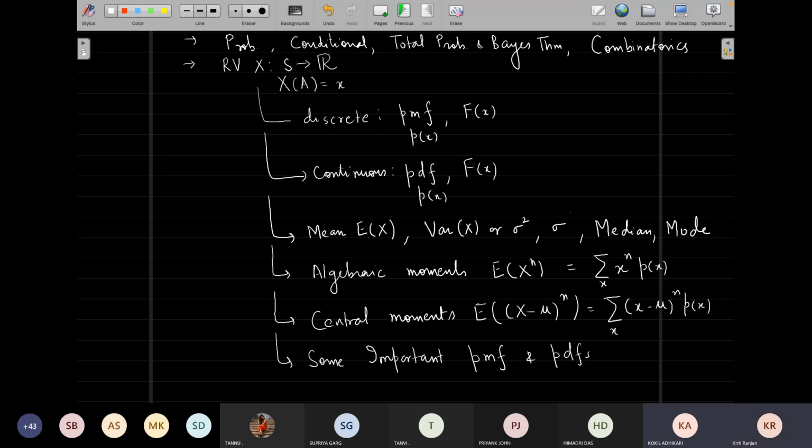Then we discuss some important properties of those distributions, the PMFs and the PDFs. For example, the expectation value of the random variable, variance of the random variable, which we also call sigma square, and then the standard deviation of the random variable, and other central tendencies like median and mode. And then we mentioned that those central tendencies and this spread around the mean are basically nothing but the algebraic moments and the central moments. So we start with the first and the second algebraic and the central moments respectively, which are mean and variances. And of course, we have some others just like skew.